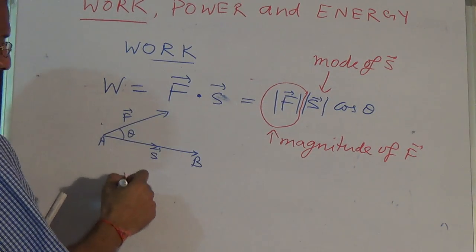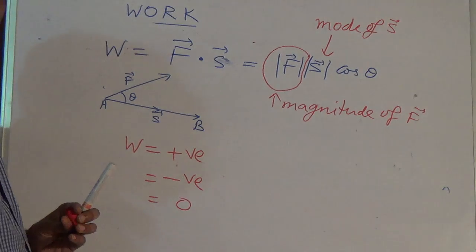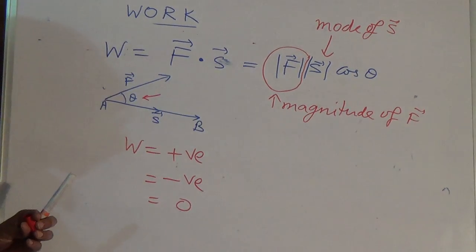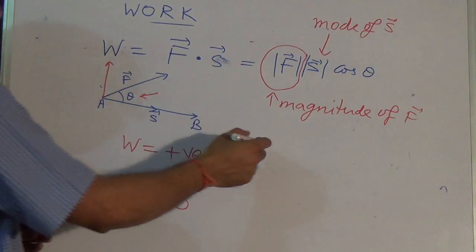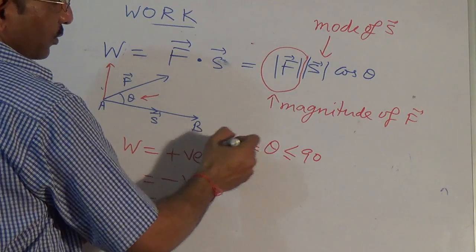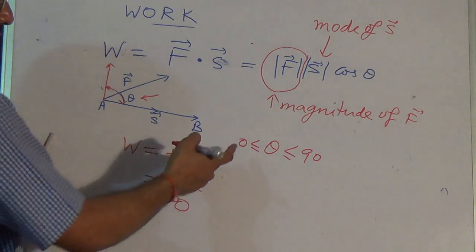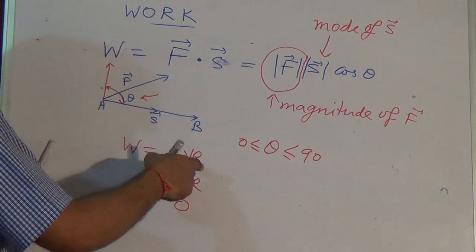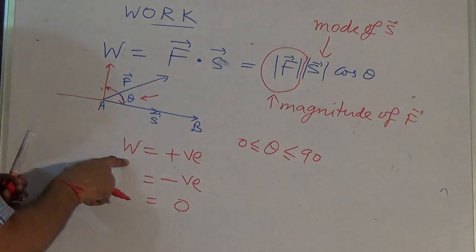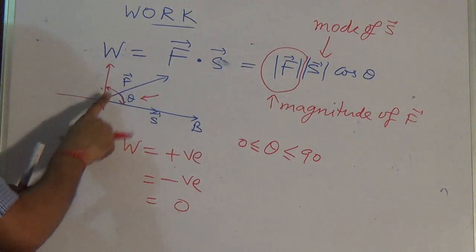W might be positive, W might be negative, and it could be 0. On this factor basically, this will be positive, this will be negative, this will be 0. It depends on this important point. If theta lies between 0 and 90 degree, if theta is less than or equal to 90 but greater than or equal to 0, only then work will be positive. And when work is equal to 0, it means force is applied along the perpendicular direction.